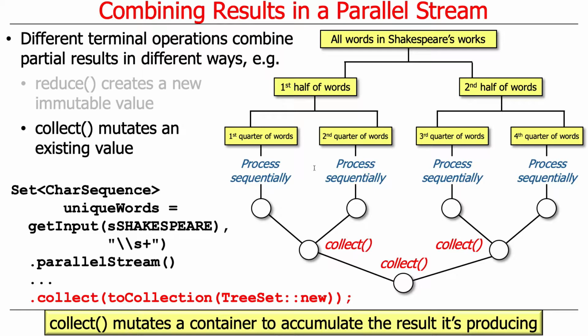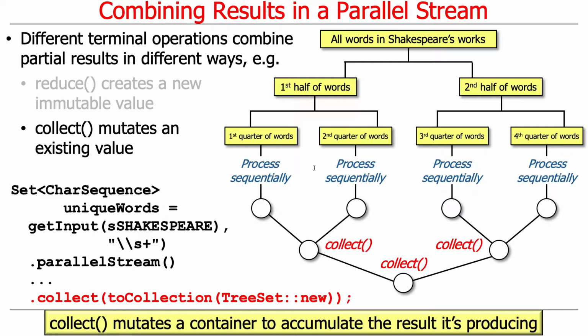Yes, Jenna. Exactly. So the question was, what's happening here in these intermediate steps? So there will be a tree set created here. Let's call this tree set A. And there'll be a tree set created here. And they'll both start out as empty. And this tree set A will contain the unique words of the first and second quarter of Shakespeare words. Tree set B will contain the third and fourth quarter unique sets of Shakespeare words. And those will be two distinct tree sets.